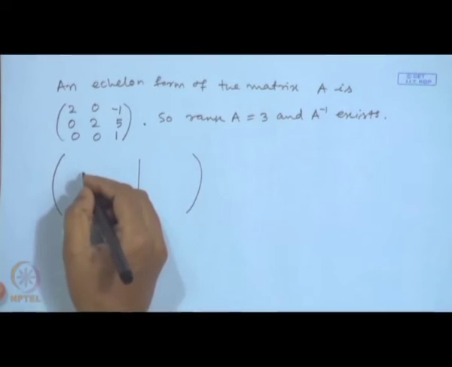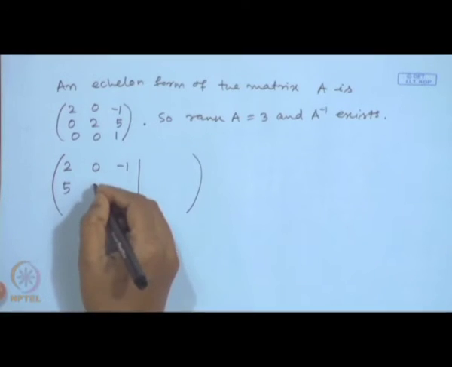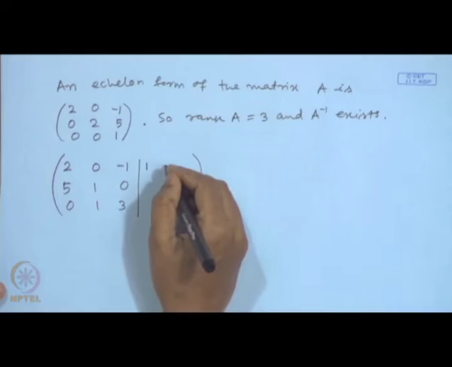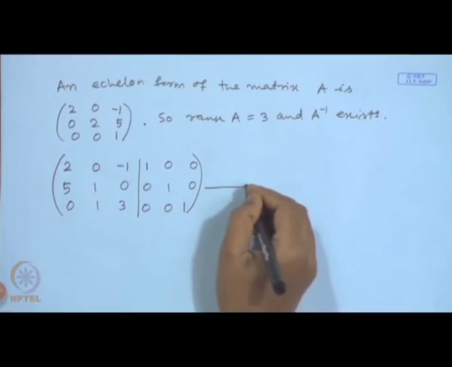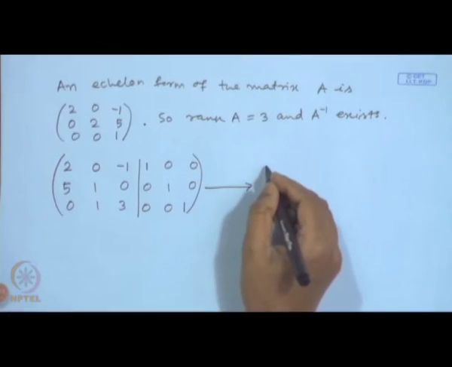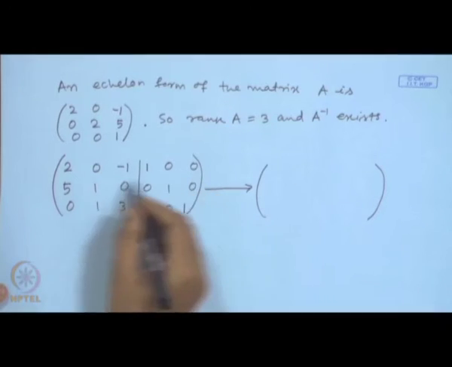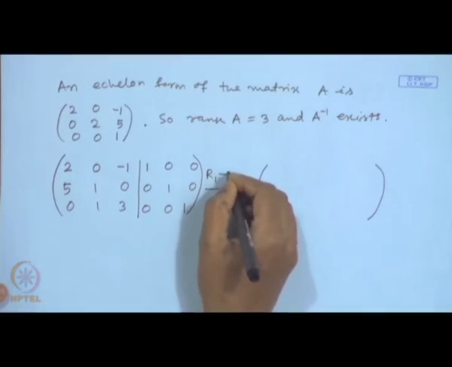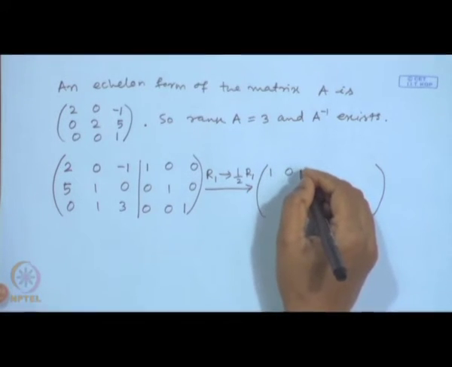In the first 3 columns, we consider the given matrix 2 0 minus 1, 5 1 0, 0 1 3, and here we consider the identity matrix, that is 1 0 0, 0 1 0, 0 0 1, and we apply elementary row operations to make the first 3 columns upper triangular. So, first we divide the first row by 2, so that the first entry will be equal to 1. That is, R1 is replaced by half of R1.